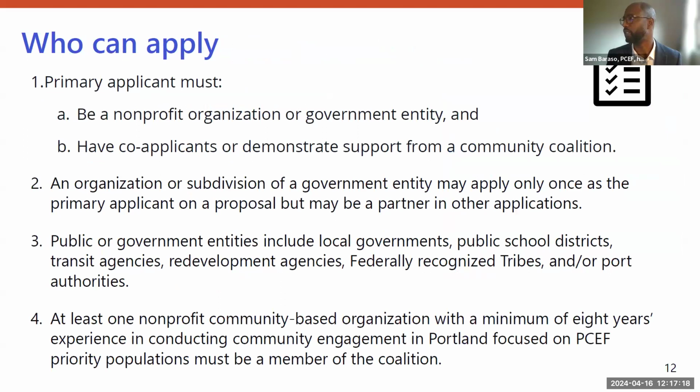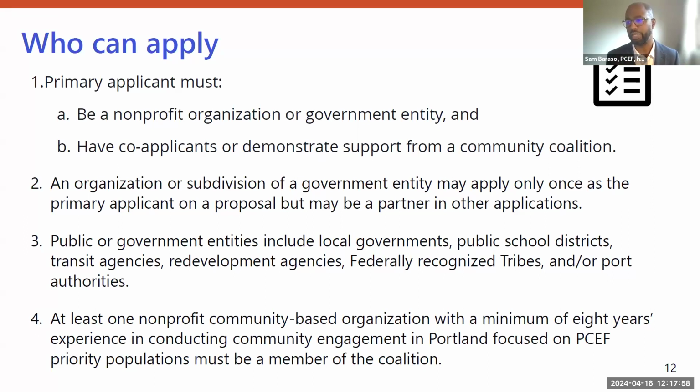Okay, next slide here. In terms of just the basics of who can apply. So the primary applicant must be a nonprofit organization or a government entity, and the applicant must have either co-applicants or demonstrate support from a community coalition. So that is an OR, demonstrates broad support from a community coalition. Now, an organization or a subdivision of government may apply once as the primary applicant, so no more than once. But organizations can be partners on many applications. So you can show up in many places, but as the lead, an organization can only apply once.